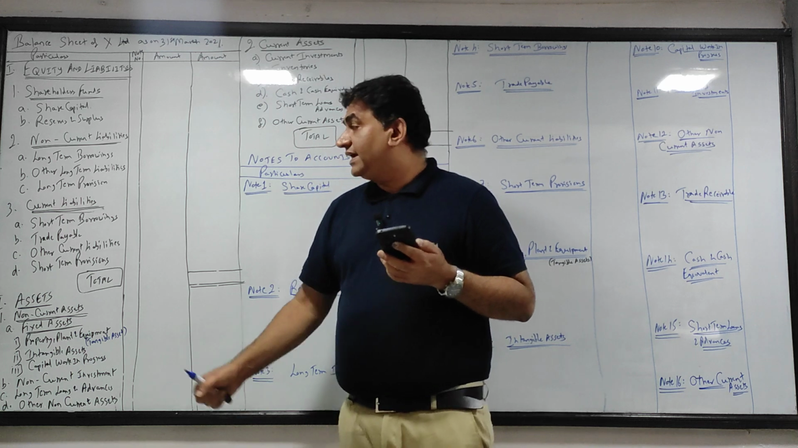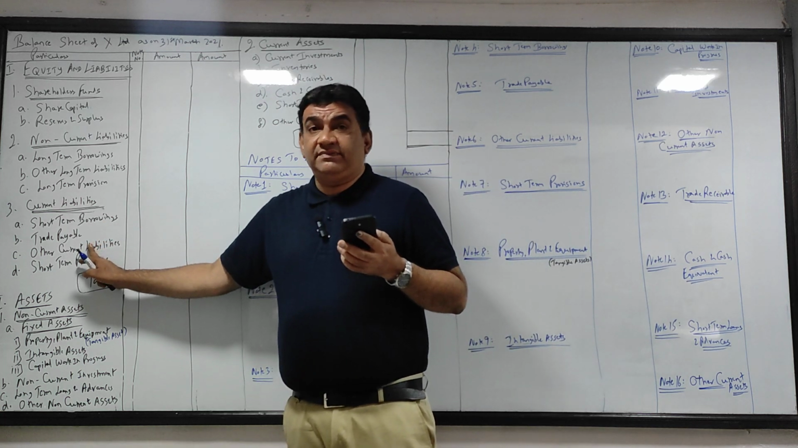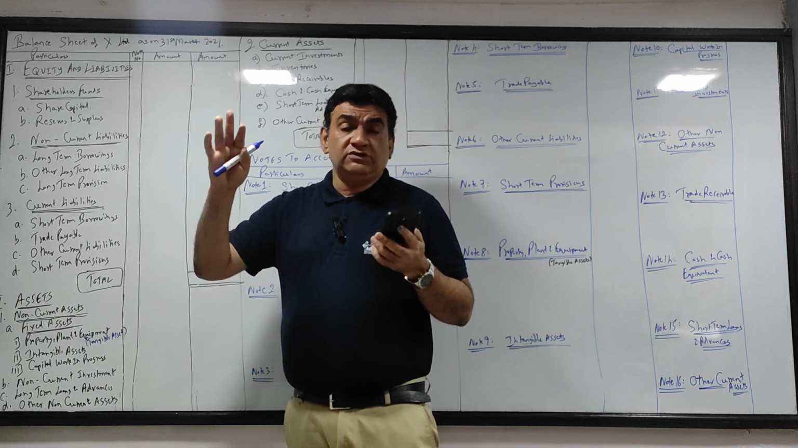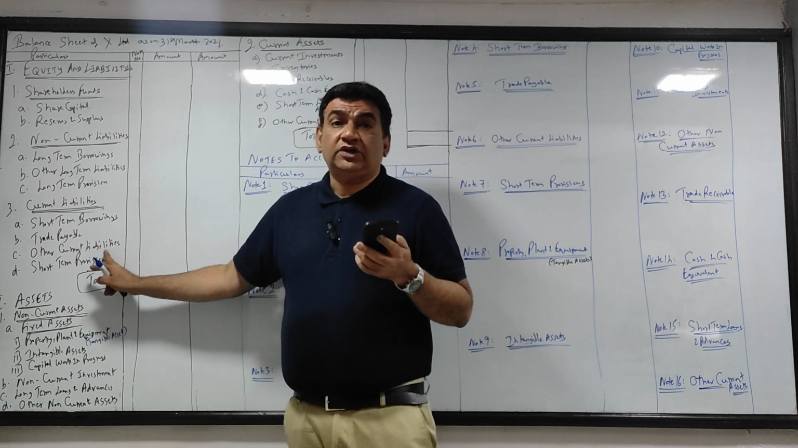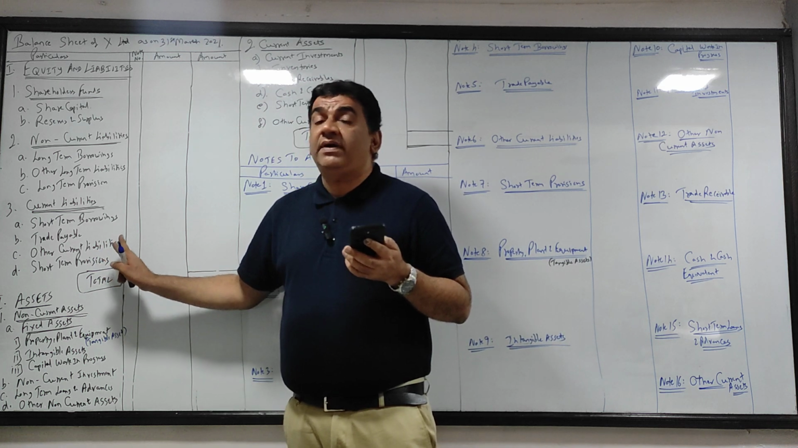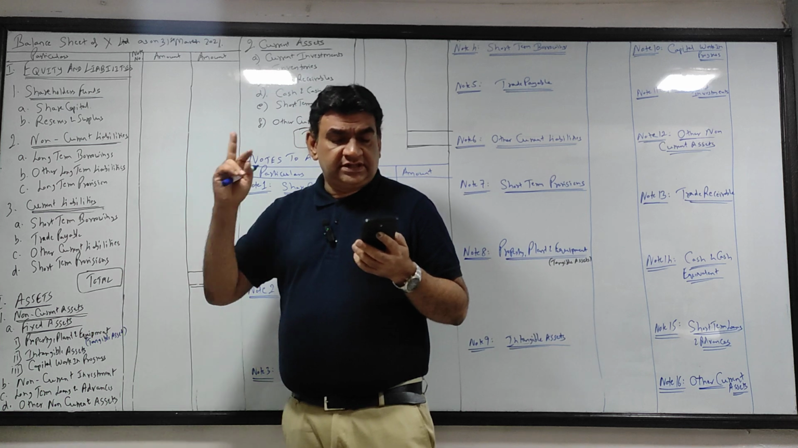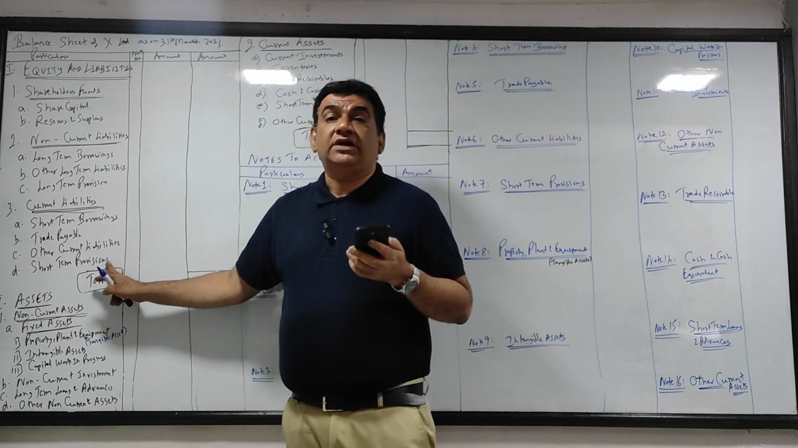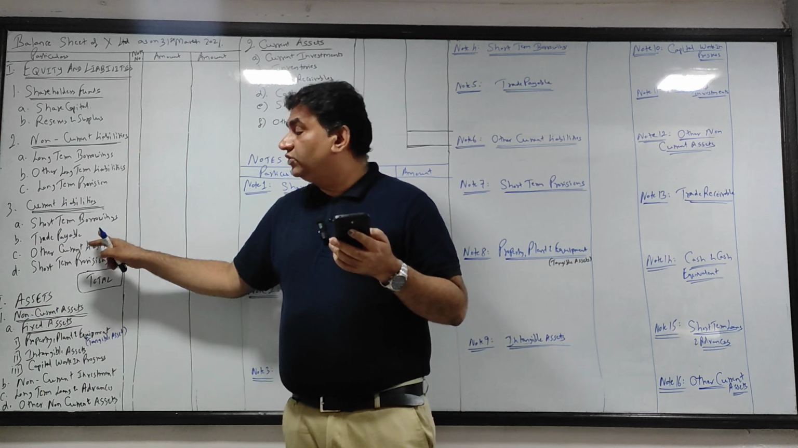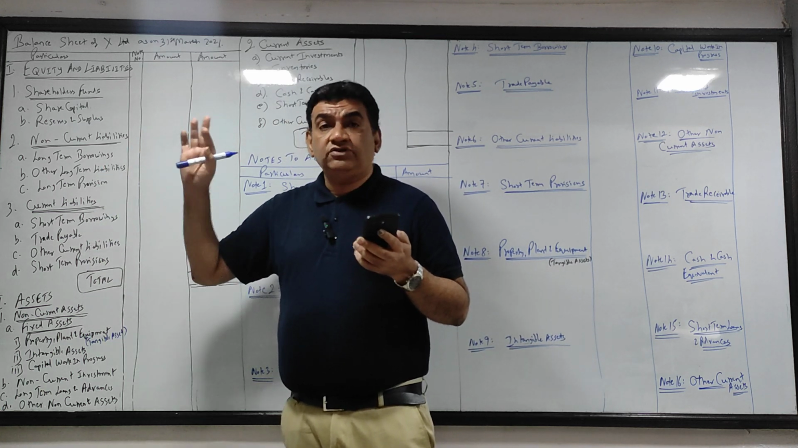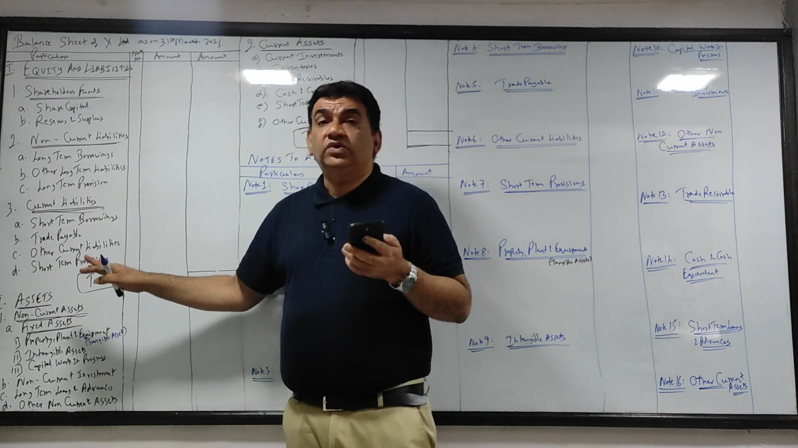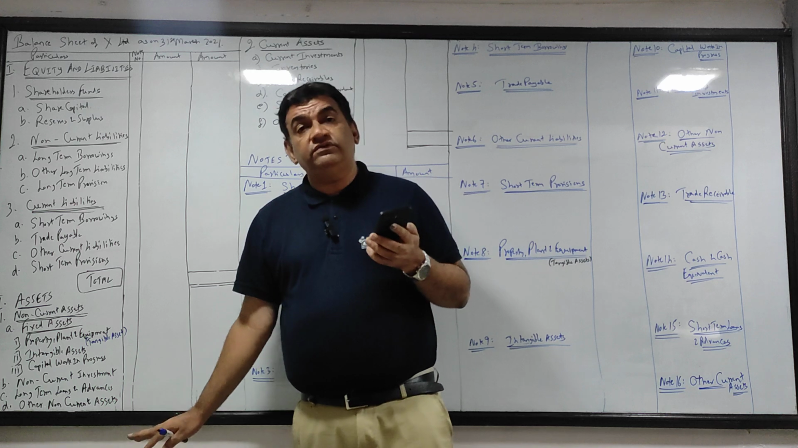Creditors, bills payable, as I told you, will be a part of trade payable. Outstanding expense will be a part of other current liabilities. Provision for tax will be a part of short-term provision. So in front of creditors and bills payable write TP, that is trade payable. In front of outstanding expense write OCL. In front of provision for tax write STP, that is short-term provisions.